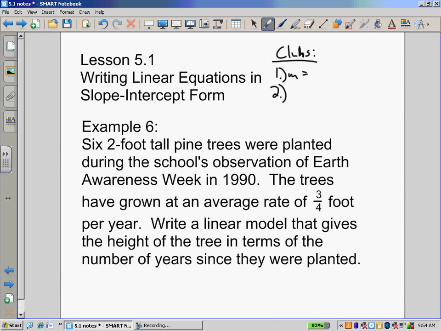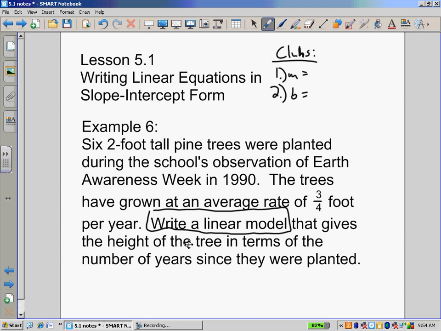First we have m equals and b equals, slope and y-intercept. Six 2-foot-tall pine trees were planted during the school's observation of Earth Awareness Week in 1990. The trees have grown an average rate of 3/4 foot per year. Write a linear model. There's my question.